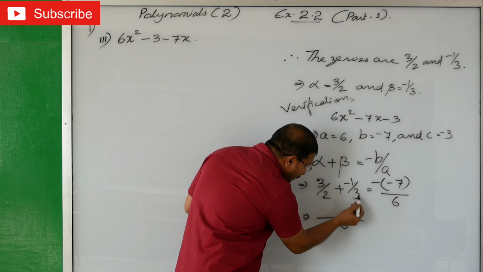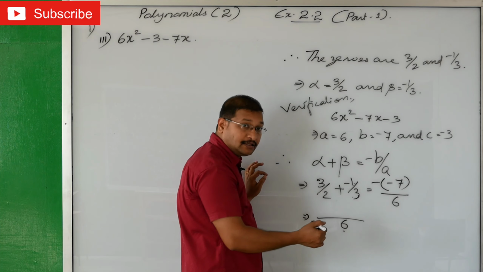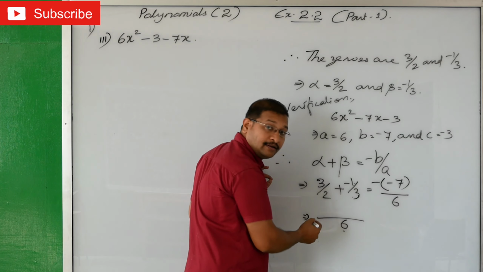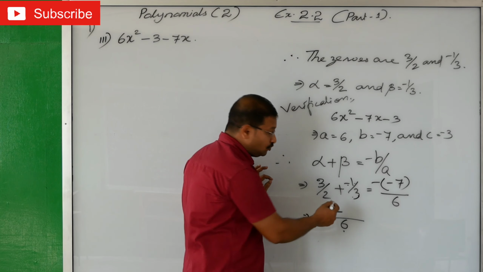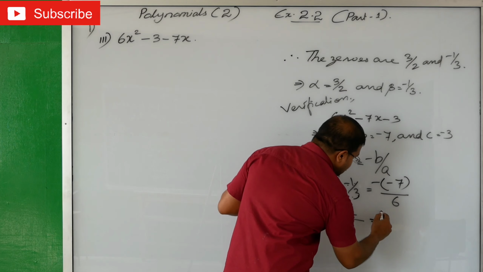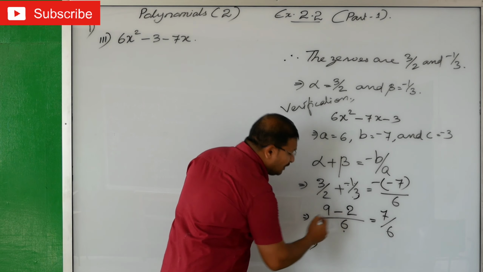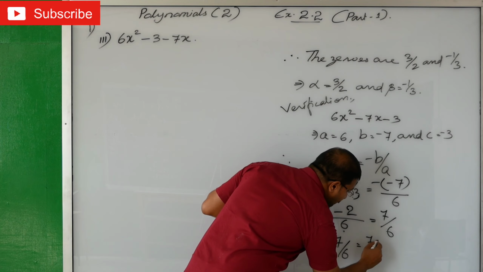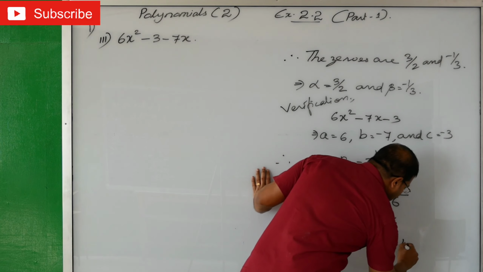After that, what will we do? This 3 will multiply to here, because we know that we need 6, but we have 2. 2 into how much will you get? 6. 2 3s are 6. That 3 will multiply to, so 3 into 3, 9. Plus into minus, minus. And this 2 will multiply here. 2 1s are 2. Equals minus into minus plus, that means 7 by 6. This implies 9 minus 2, 7. 7 by 6 equals 7 by 6. This implies LHS equals RHS.